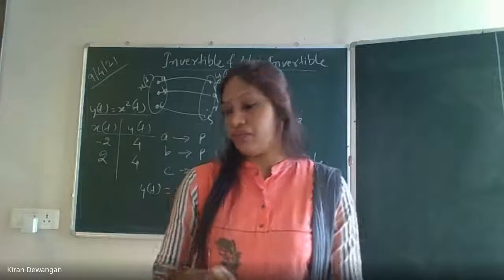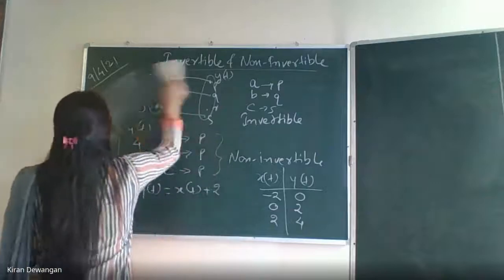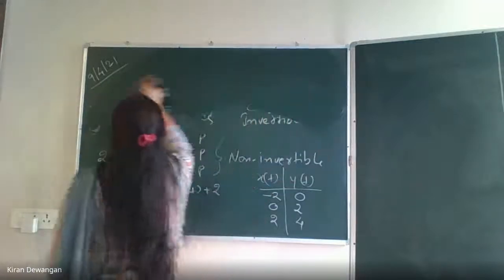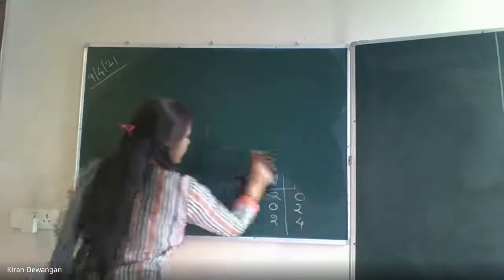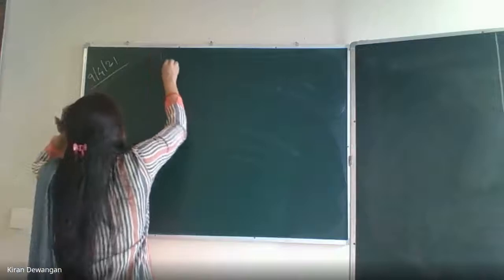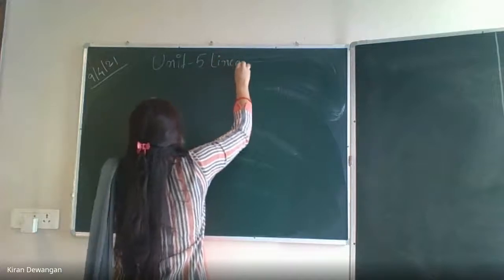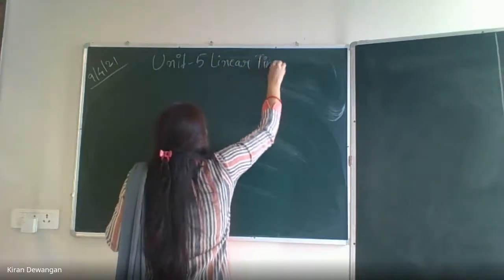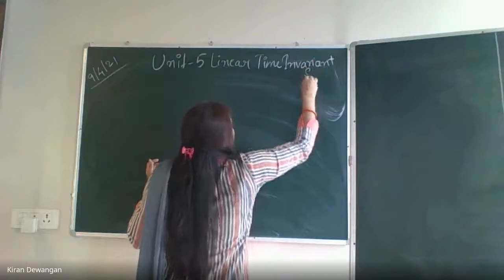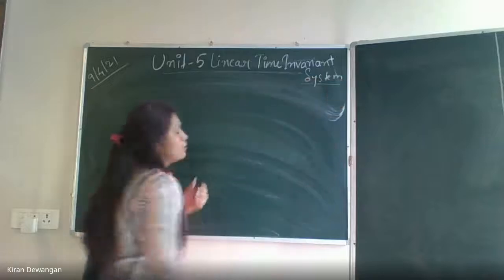So here we are done with our first unit. Now let me start with the second unit. Sorry, fifth unit. I'm starting with the fifth unit now. Fifth unit is the linear time invariant system. Now we already know what is linear. Unit 5, linear time invariant system. Okay? So this is Unit 5, the linear time invariant system.